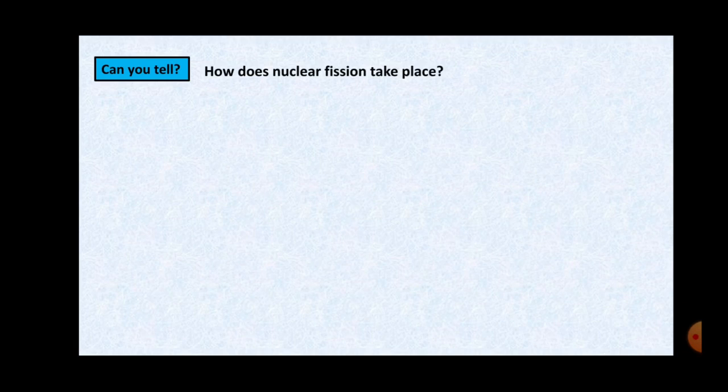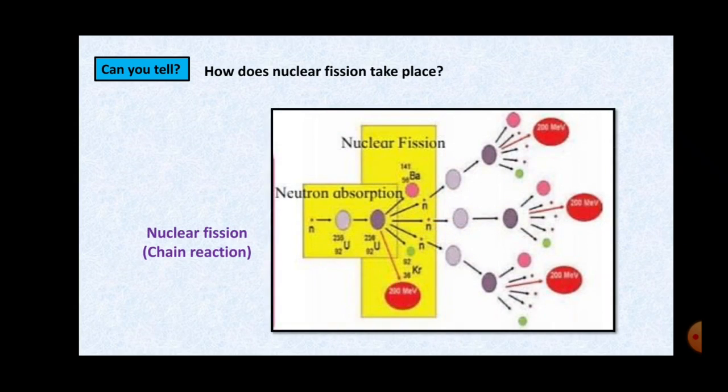It can be either due to natural radiations, or it can be due to the bombardment of other neutrons. Now when this fission takes place, when this nucleus breaks up, a large amount of energy is liberated, which is called nuclear energy or atomic energy. So this is called nuclear fission. Now we will see what the nuclear fission chain reaction is.